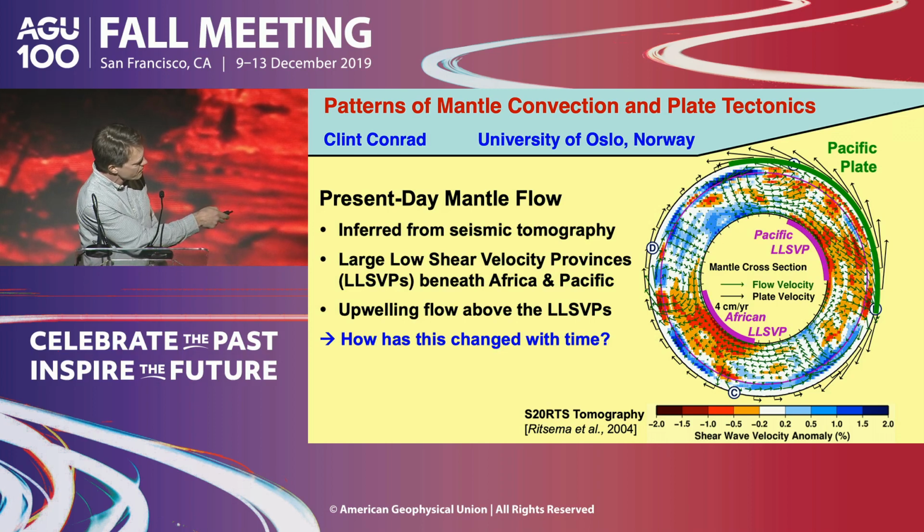This is a cross-section of the mantle showing seismic tomography through an equatorial cross-section. You can see the slabs on two sides and the low-velocity material on two sides above the two LSVPs. If you compute mantle flow for this type of configuration, you tend to have upwelling above the LSVPs and downwelling between them. And one question is, how has that flow pattern changed with time?